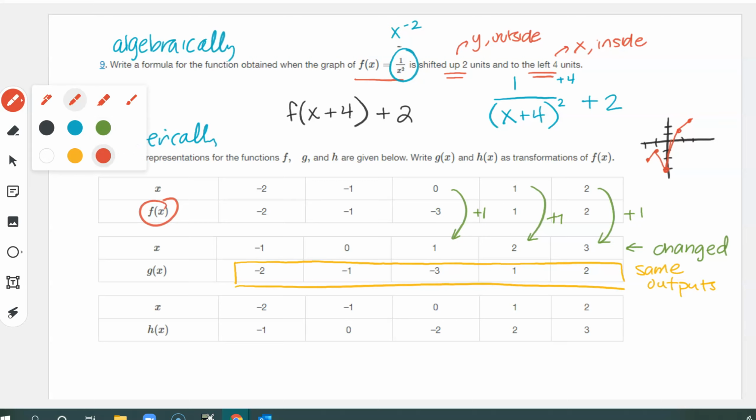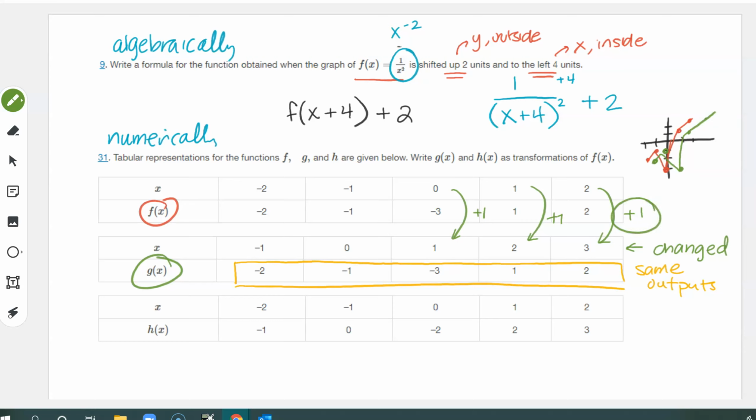And then we can look at our new graph. Our new graph, our g of x: -1 is at -2, 0 is at -1. Then we get our -3, then our 1, then our 2. Boop, boop, boop, boop. So we can see this +1 has actually taken our entire graph and shifted it to the right. Right? We've shifted it to the right, which makes sense.